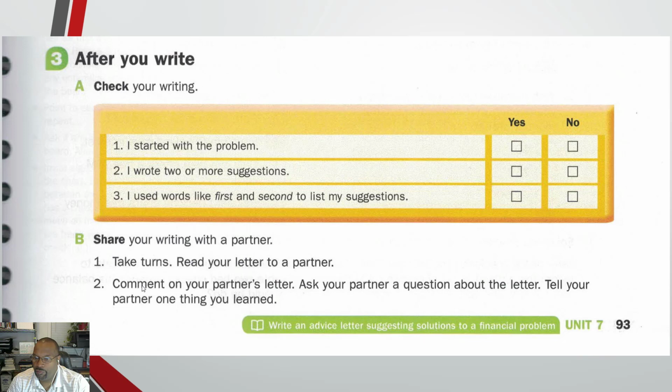Share your writing with a partner. Take turns. Read your letter to a partner. Comment on your partner's letter. Ask your partner a question about the letter. Tell your partner one thing you learned. Okay, so this would be a great exercise to do if you could find a partner either at home or somewhere on the phone, one of your family members. Maybe you could do a video call with them, or one of the other students in class. You could use WhatsApp or Zoom to talk to each other and to share your letters with each other.